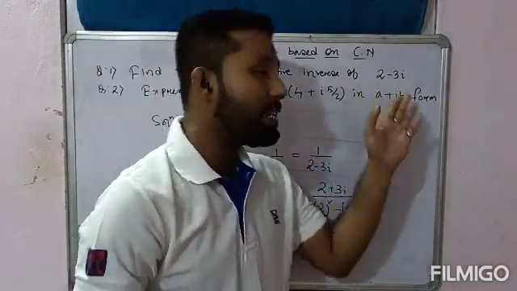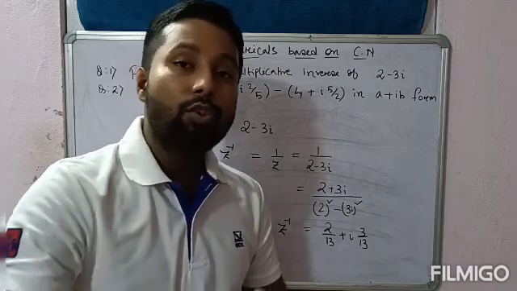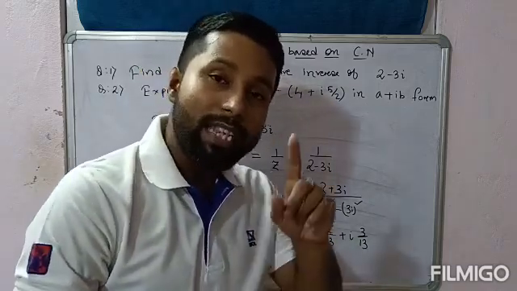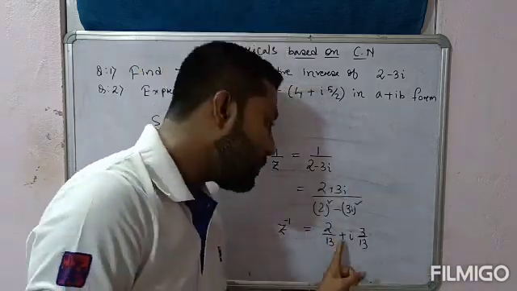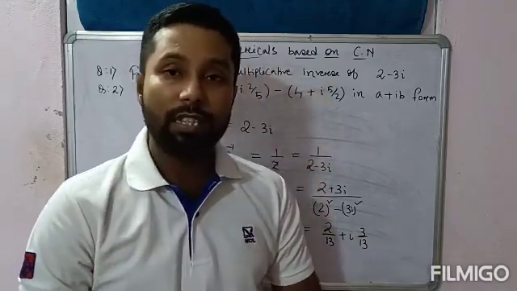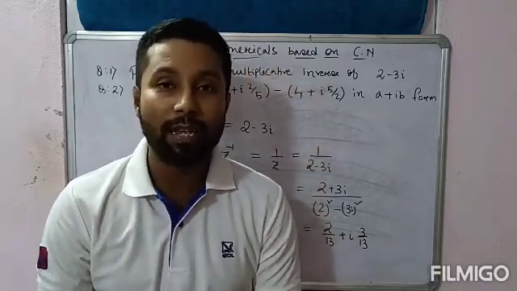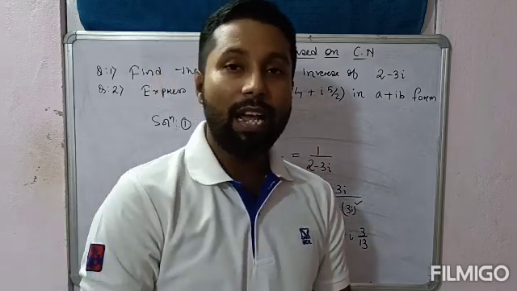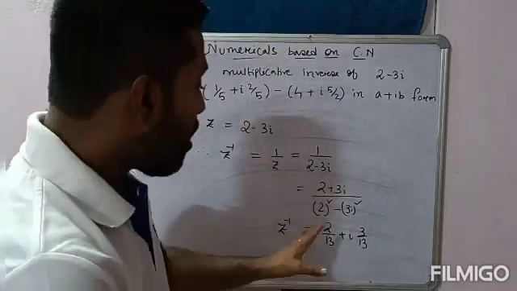Since the complex number is in the form of a plus ib, whatever answer we get, always try to write it in the form of a plus ib only, because this is the standard form of a complex number. Okay, a plus ib is the standard form of a complex number.